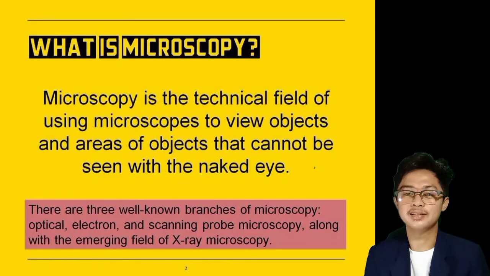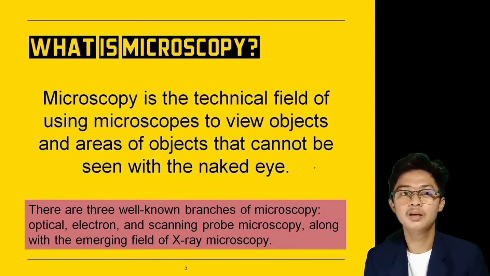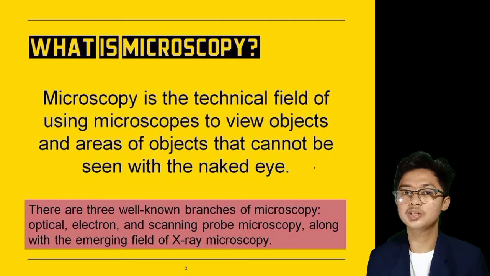Before we indulge in our lesson, let us first define what microscopy is. Microscopy is a technical field of using microscopes to view objects and areas of objects that cannot be seen with the naked eye. It provides us vision of micro objects, turning them into a macro scale, and is a great milestone of molecular biology. There are three well-known branches of microscopy: optical microscopy, electron microscopy, and scanning probe microscopy. We also have the emerging field of X-ray microscopy.